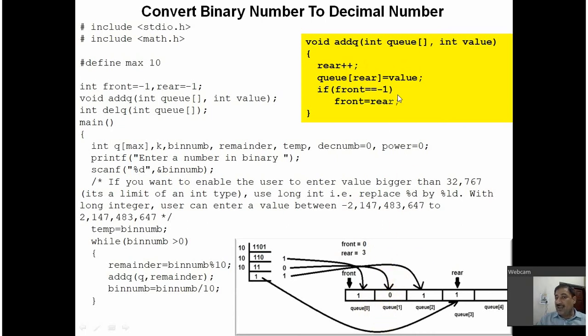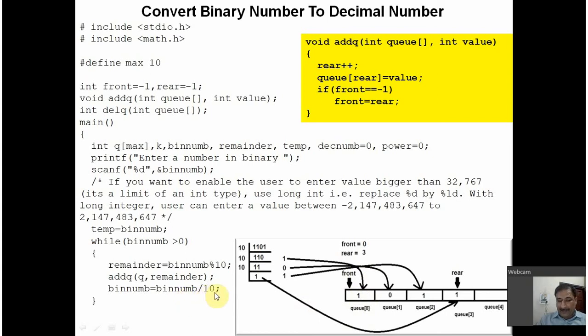Is front minus 1? No. So front will remain at this location. Only rear is incremented. That is, all the values are added with the help of the rear. Front will keep pointing to the first value because this is the value to be removed first, right? Control will come over here.